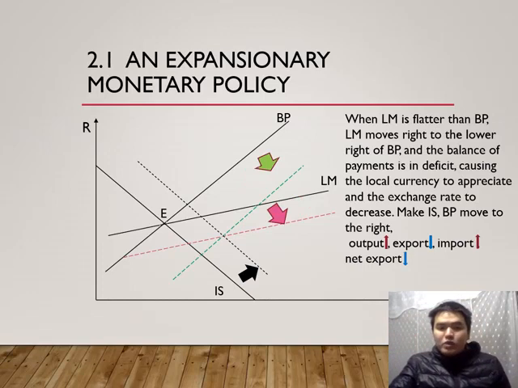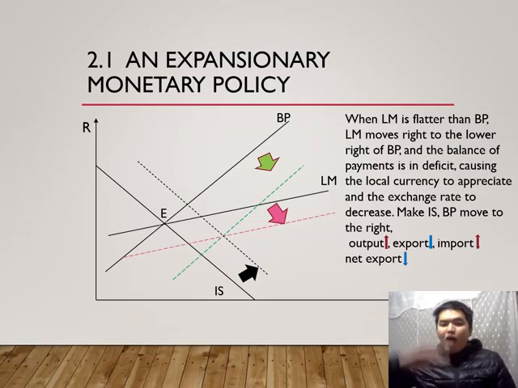But there is also a different situation. Look here, when LM is flatter than BP, LM moves right to the lower right of BP and the balance of payments is in deficit, causing the local currency to appreciate and the exchange rate to decrease, making IS-BP move to the right. So here we get a slightly different outcome: more output, less export, more import, and less net export.